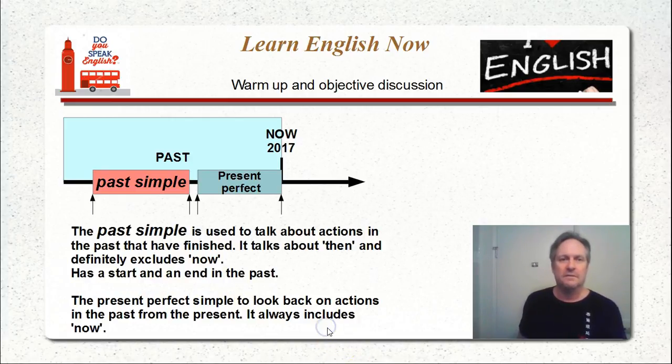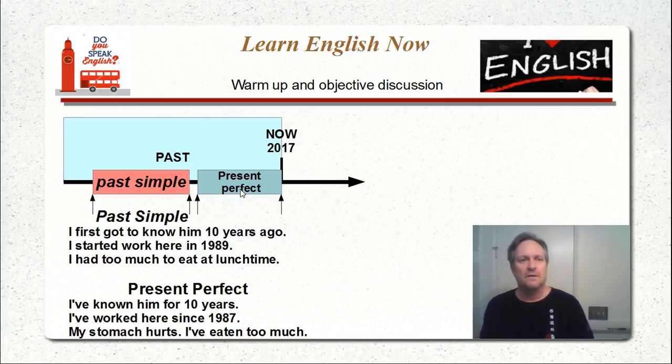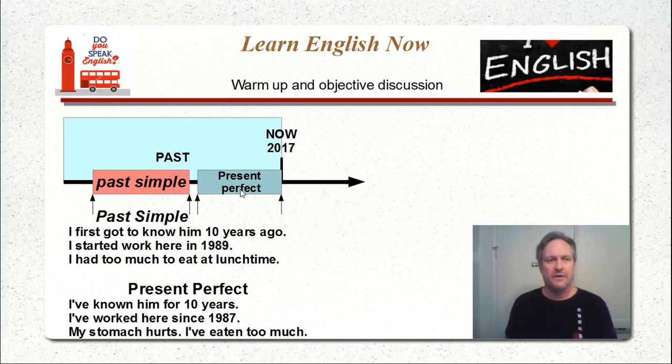All right, so let's look. This just sums up what we've been discussing. Past simple is somewhere in the past. It doesn't include now. Present perfect basically starts from now and goes back into the past, okay? So there's our sentences. You can compare those again. I don't need to read them to you again.